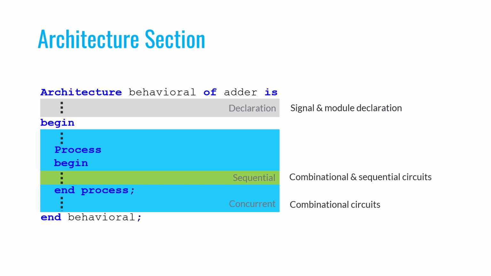This segment, referred to as the sequential region, is where we define sequential circuits. An essential point to note is that most of the circuit that we design will be defined within this sequential region or the process statement. Now, of the three regions I mentioned, let's take a closer look at the concurrent section in this video.